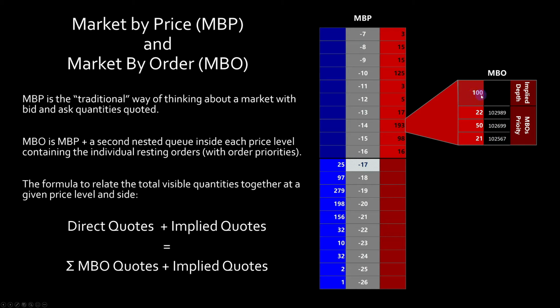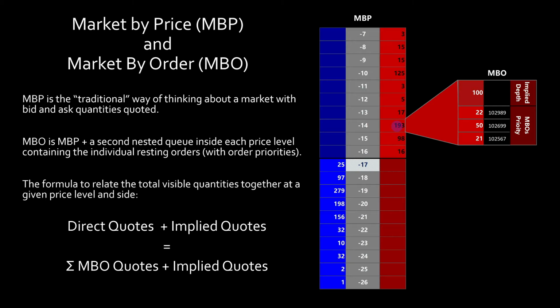And then in this example, we have 100 at an implied depth, which is at the back of the queue. Implieds are always at the back of the queue. In this example, if you add up the individual order quantities and add the implied quote quantity of 100, it equals 193 offered quantity on the traditional ladder display.